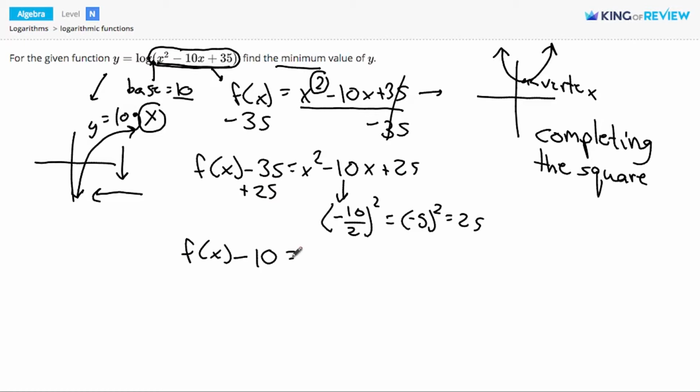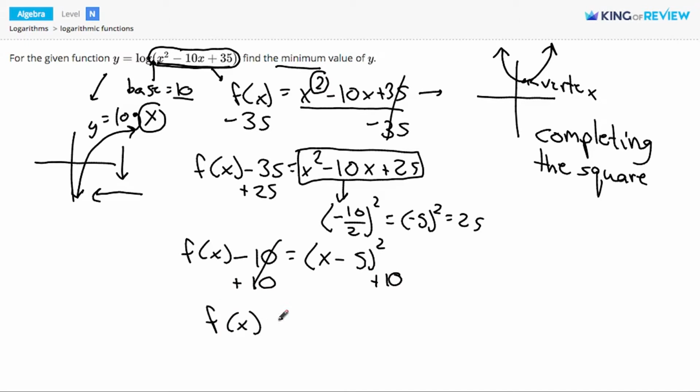On the right side, we now have x squared minus 10x plus 25, which factors perfectly into x minus 5 squared, since negative 5 times negative 5 is positive 25, and negative 5 times 2 is negative 10. If you distributed this back out, you would get x squared minus 10x plus 25. If we move the 10 back over to the right side to get f of x by itself, we now have f of x in vertex form.